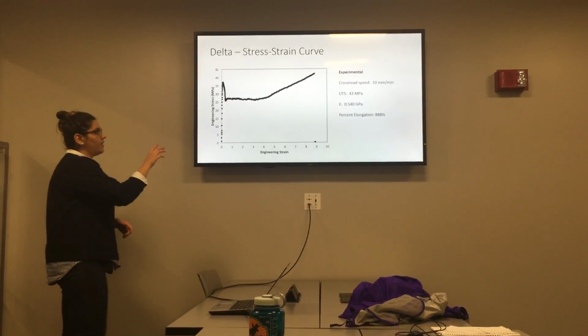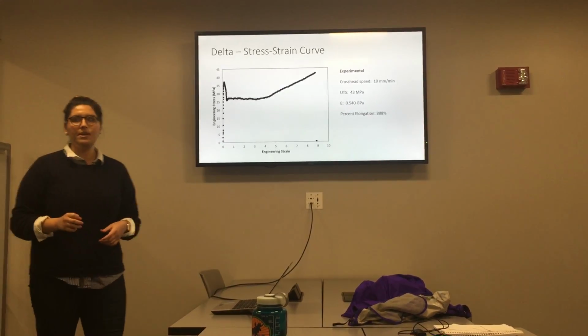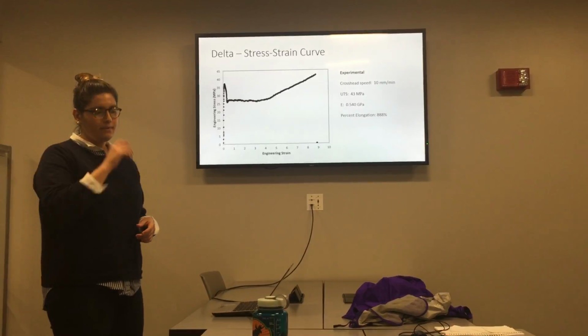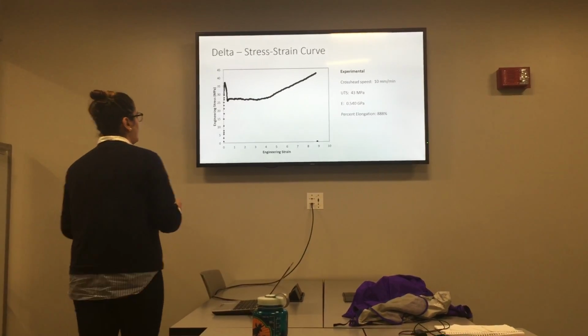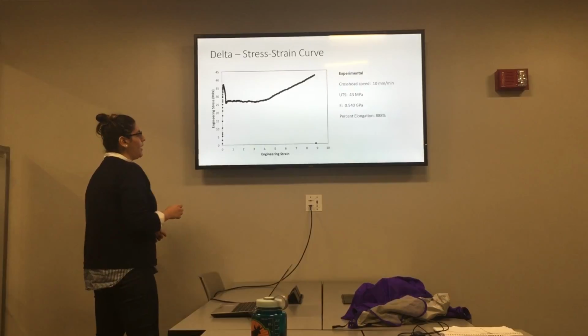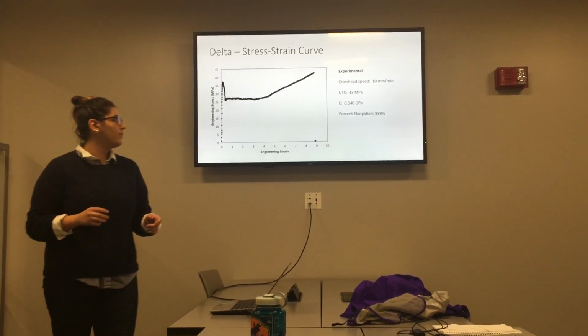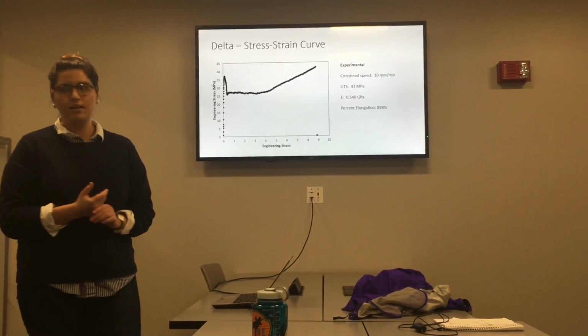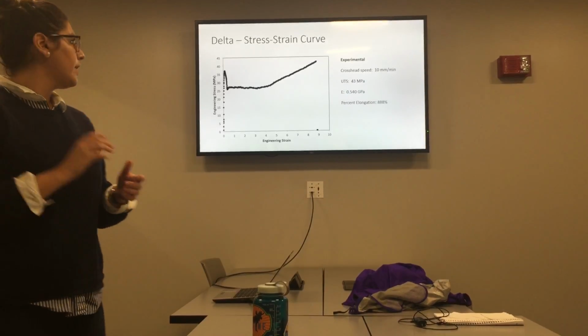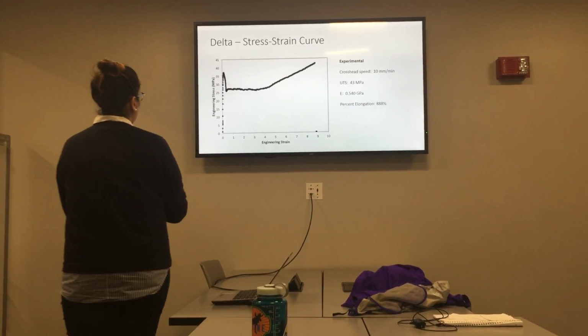So the experimental results are on the side. Just remember that this one we did at a crosshead speed of 10 millimeters a minute, which is pretty standard. We got an ultimate tensile strength of 43 megapascals, an elastic modulus of 0.54 gigapascals, and then a percent elongation at break of about 888%.